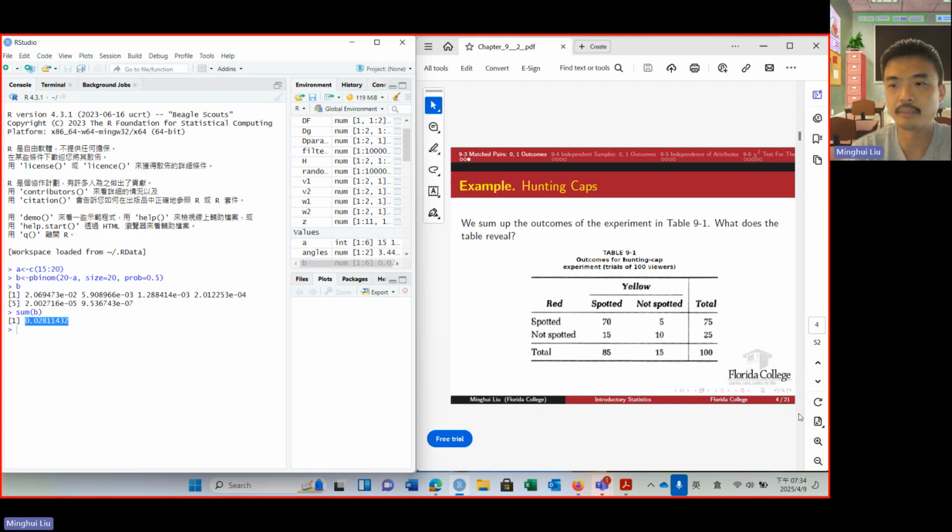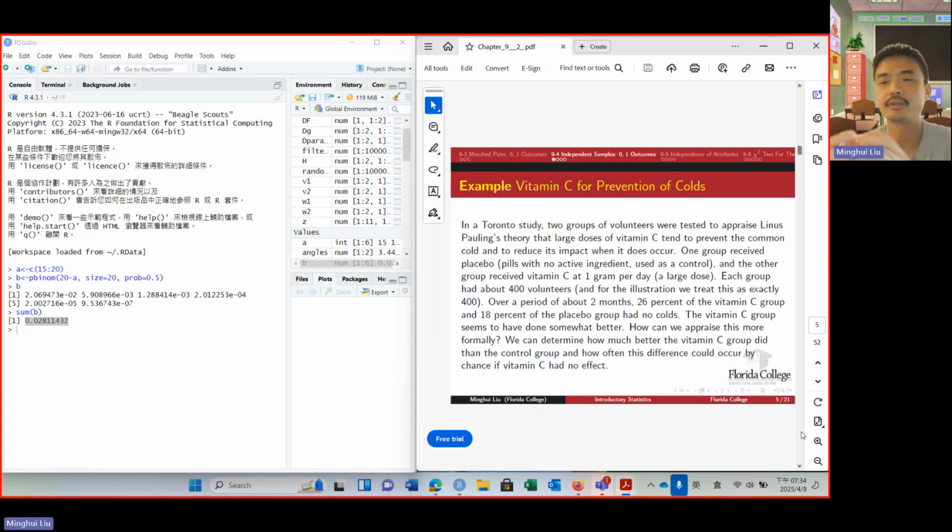All right, there's some other examples like this. For example, here we can divide people into groups and then test if vitamin C will be useful in preventing the common colds. We'll give vitamin C to one group, and then we'll give placebo to the other group.